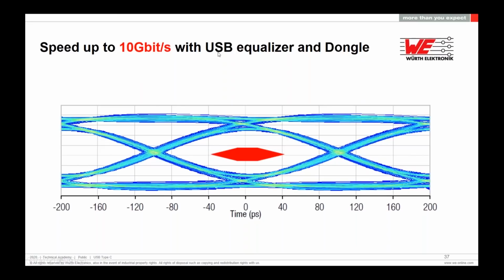And if we activate the USB equalizer, which usually every chip has, to adapt the signal to the cable length, because we can have different cable lengths, then we need different equalizer settings. But even then, the eye diagram at 10 gigabit per second and all protection components stay clean.